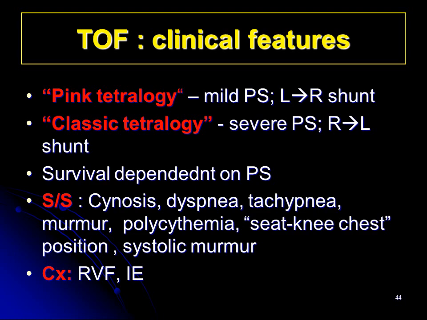Some children with tetralogy of Fallot adopt a characteristic squatting posture, where they sit in a knee-chest position. This may be an attempt to increase the venous return from the lower limbs. Rapid breathing in response to low oxygen tensions is seen. Complications of tetralogy of Fallot may include right ventricular failure and infective endocarditis.